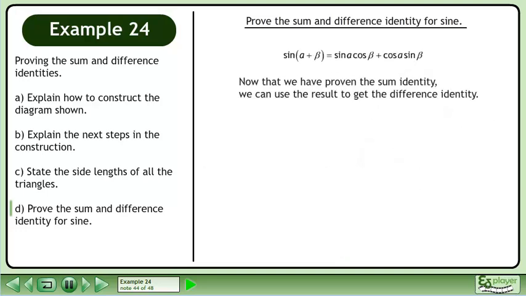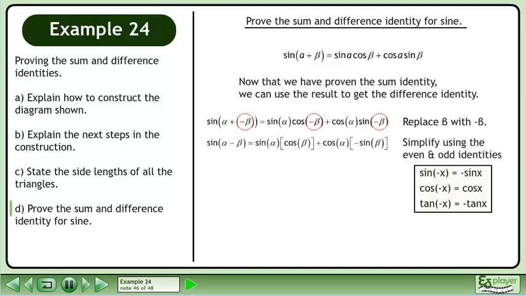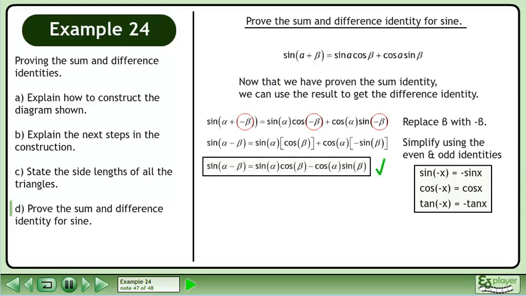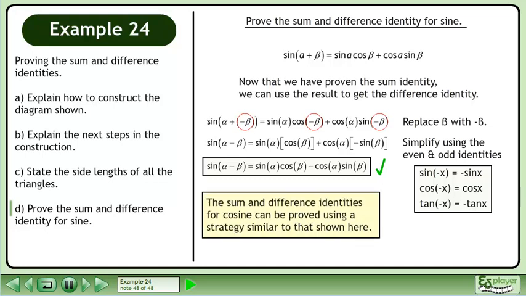Now that we have proven the sum identity, we can use the result to get the difference identity. Replace beta with negative beta. Simplify using the even and odd identities. Simplify. We have now proved the difference identity for sine. The sum and difference identities for cosine can be proved using a strategy similar to that shown here.